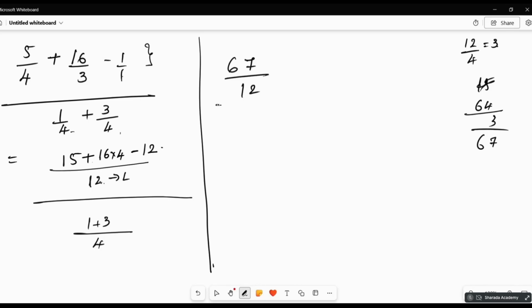By 12, divided by this 4 by 4. If I cancel, I'll get 1. So it is equal to 67 by 12. Same thing you got. Understood? So numerator separately simplify, denominator separately simplify. Anyway, you are getting one, we keep it as it is. Otherwise, you have to take the reciprocal and multiply.